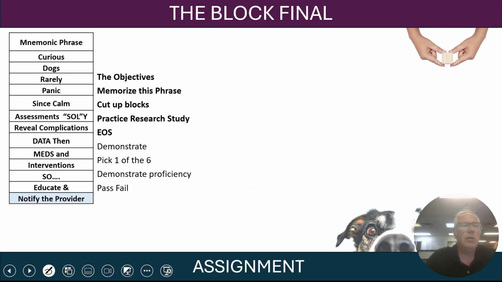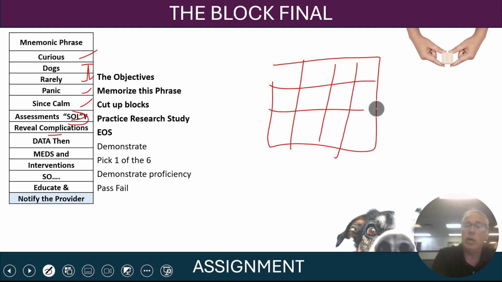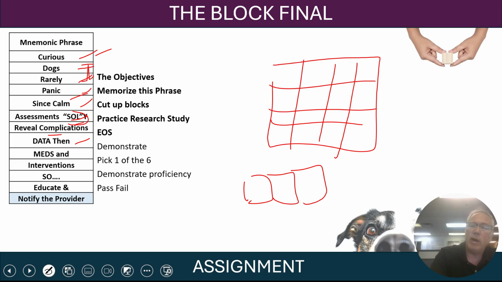All right, so the mnemonic phrase is: curious dogs rarely panic, since calm assessments solely reveal complications, data, then meds, and interventions. So, educate and notify the provider. The objective of this assignment is basically to cut up your papers and start working on it, starting off with this mnemonic phrase. First thing is to memorize that. Once you memorize that, you're able to put your papers in the correct order.